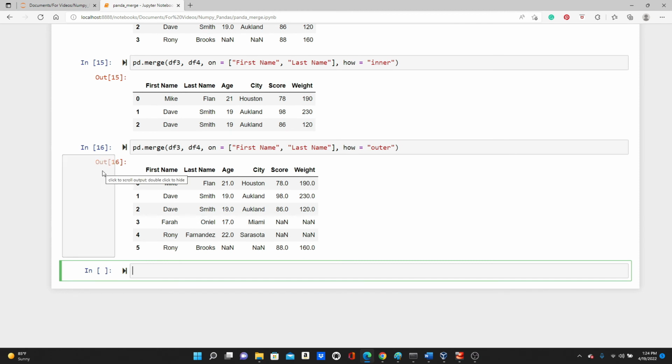We got all the names from DF3 and DF4. We got Ronnie Farnandez and Ronnie Brooks both, and we got Farah Oniel as well. So we have so many null values. As we mentioned before, for Farah and Ronnie, we do not have score and weight information, and for Ronnie Brooks, we do not have age and city information.